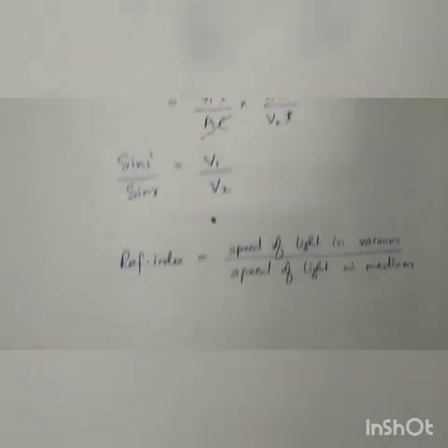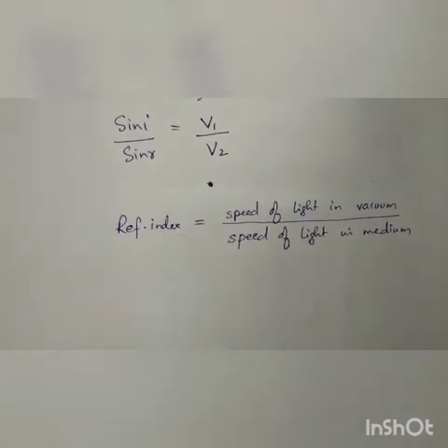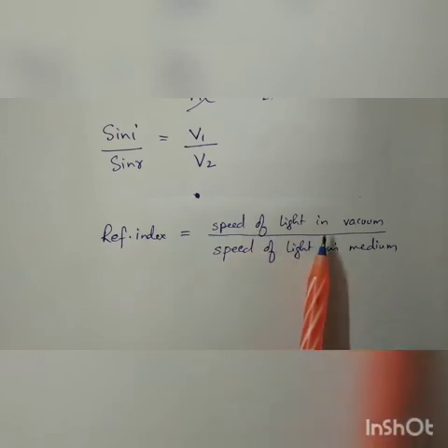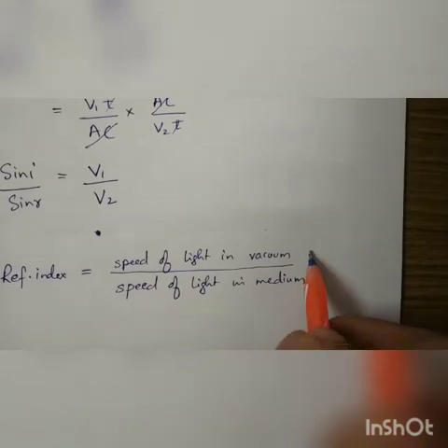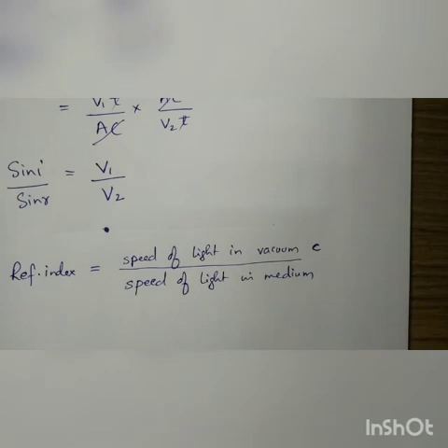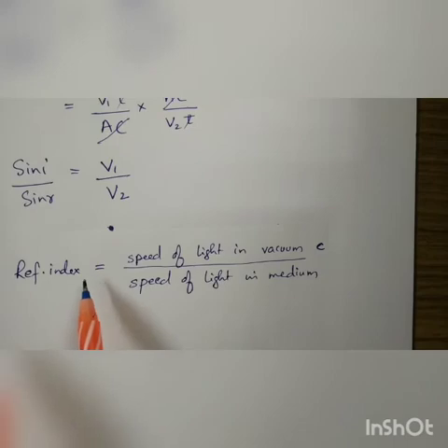Now we know that the refractive index of a medium is a ratio. Refractive index of a medium is equal to the speed of light in vacuum. Speed of light is represented by the letter c. You have studied this in 10th standard. And what is its value? 3 into 10 raised to 8 meter per second. So refractive index is the ratio of speed of light in vacuum divided by speed of light in the given medium.